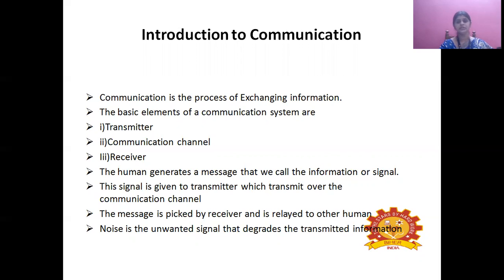The information generated from the source cannot be transmitted as it is over long distances. Therefore, it is given to the transmitter. The transmitter converts the information into a suitable form in order to transmit over the communication channel. Then the message is picked up by the receiver. The function of the receiver is to convert the information back to its original form, which is relayed to another human. Noise is nothing but an unwanted signal that degrades the transmitted information.